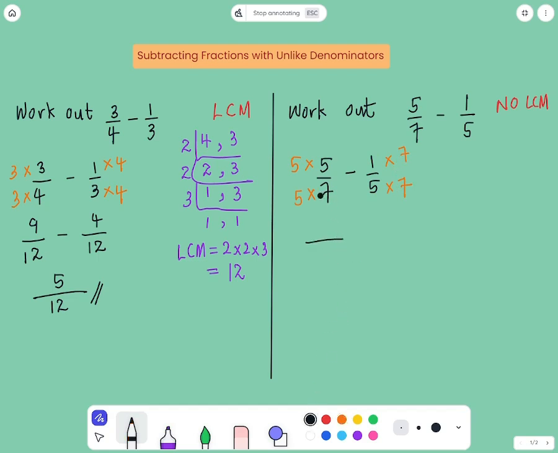Then you get 7 times 5, 35. 5 times 5, 25. 7 times 5, 35. 7 times 1, that is 7. Now you have the common denominator 35. 25 subtract 7, that is 18.